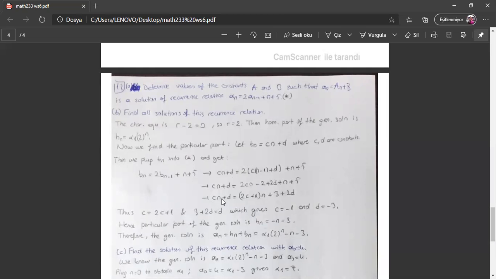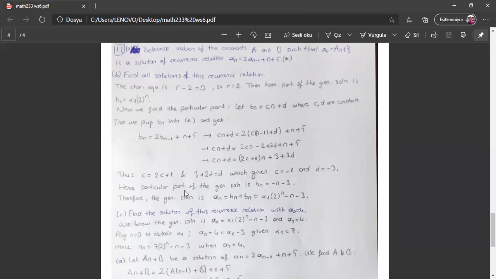On the left, we have cn plus d, which is b_n. And on the right, we have (2c plus 1) times n, plus the constant part. So this parenthesis should be equal to c, that's why we write it here. And the constant part should be equal to d. Now we just solve these two equations and get these values. So the particular part is equal to -n minus 3. This is the particular part of the solution, and we did the homogeneous part before. So h_n, the general solution, is the sum of these parts.